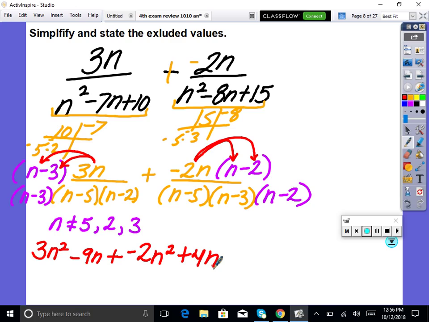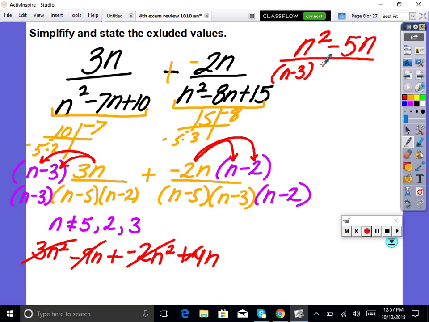So 3n squared minus 2n squared is 1n squared. Then we have a negative 9n plus 4n, so that's minus 5n. And that's all over n minus 3, n minus 5, and n minus 2. Notice I only put the denominator back in once I have combined all like terms in my numerator.